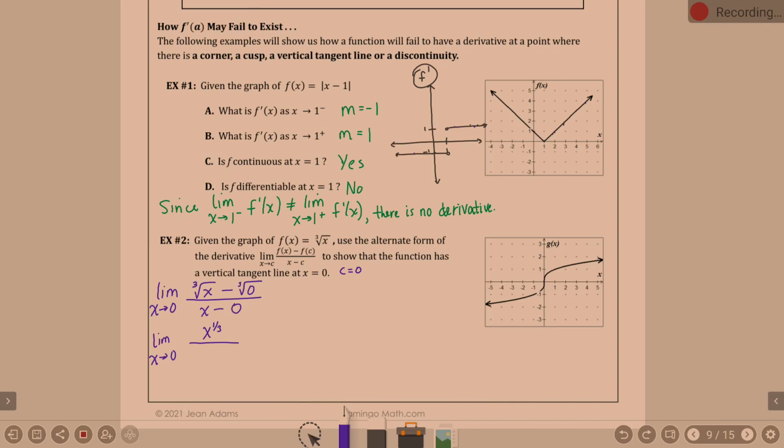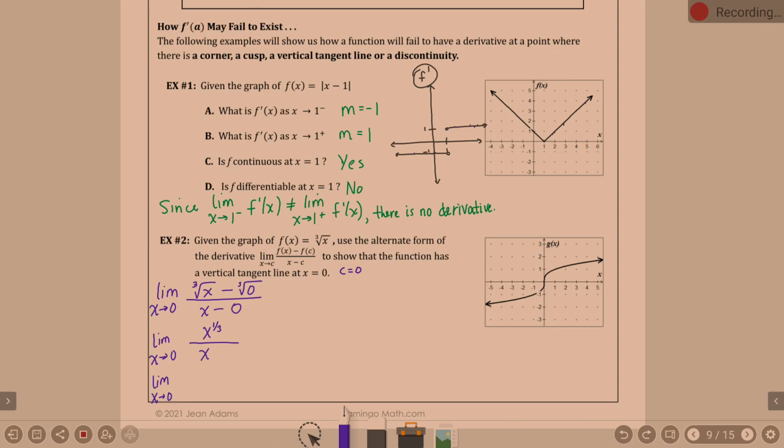On bottom, x minus 0 is x. Okay, clean this up one more time. What is x to the 1/3 over x? Check your math.